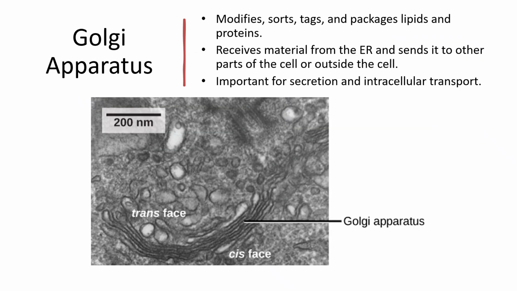The Golgi apparatus modifies, sorts, and packages proteins and lipids for transport. It's like the shipping and receiving center of the cell, sending materials to their final destinations.